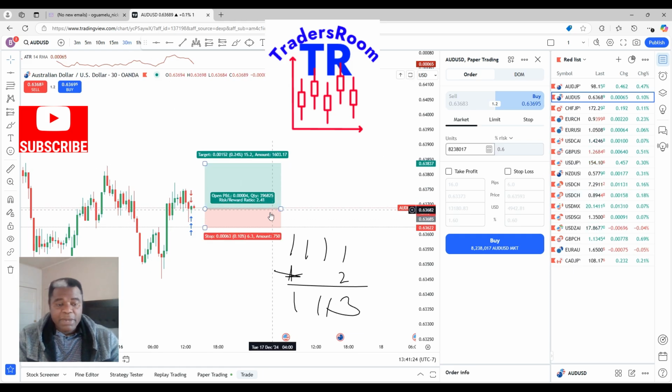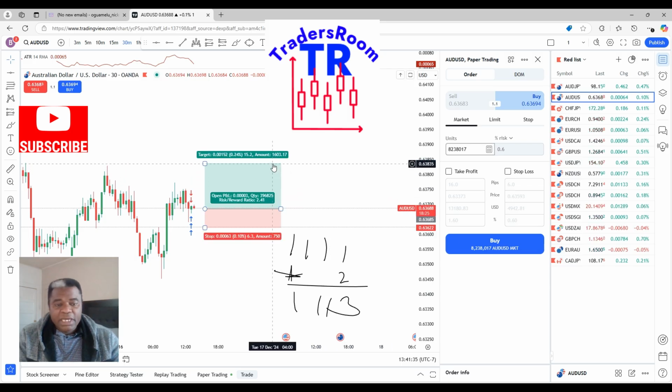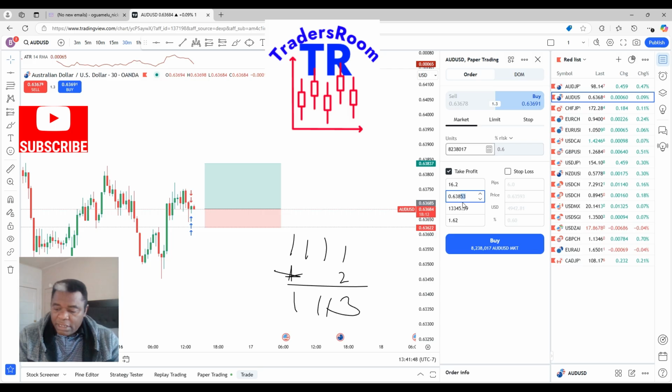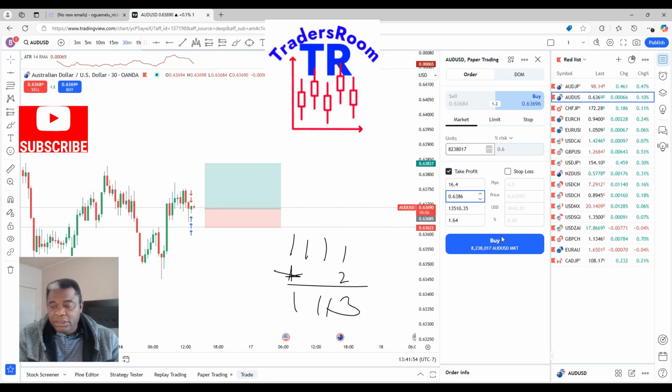How do I place this market order? I check where I want to get into the market, which is 63.68. Where do I want to take profit? I want to take profit here, at 63.86. Let's just say 86, that's where I want to take profit. I want my stop loss to be at 63.62.